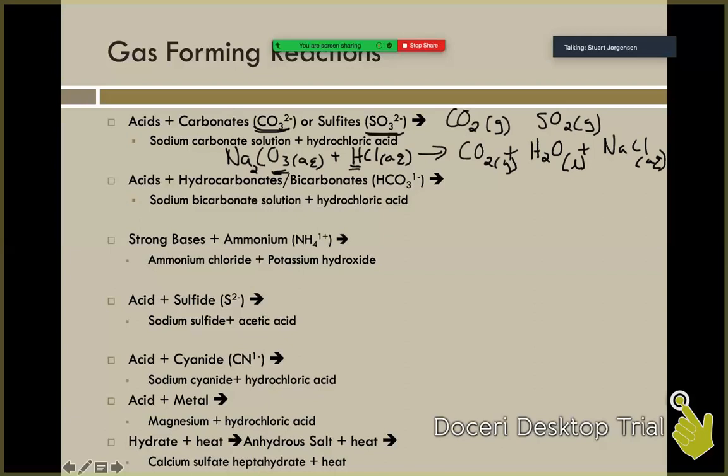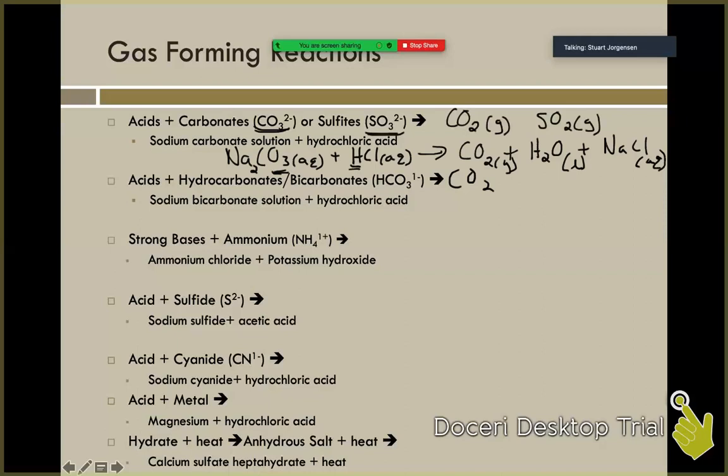Next example here is our acid plus a hydrogen carbonate or a bicarbonate species. Good news, it's the same gas. We're still making CO2. It's just going to make balancing easier. Also, oh, nobody said it. Well, maybe you said it, but we didn't balance that last one, did we? Womp, womp. That is a violation of the law of conservation of mass.